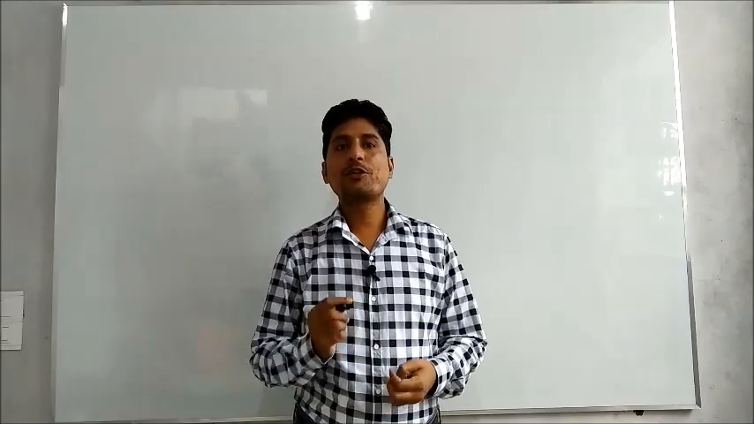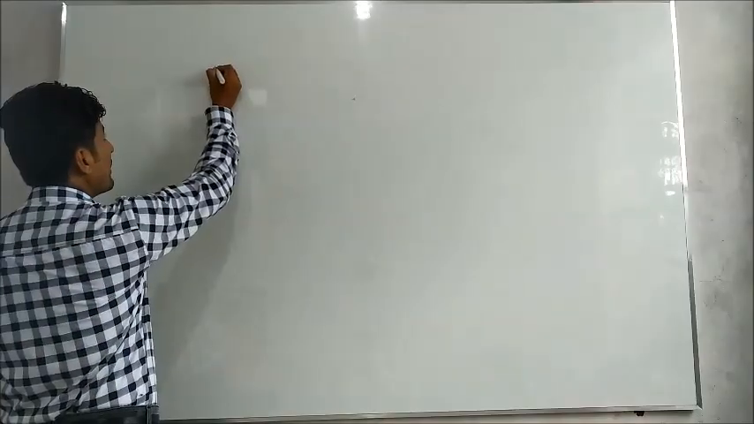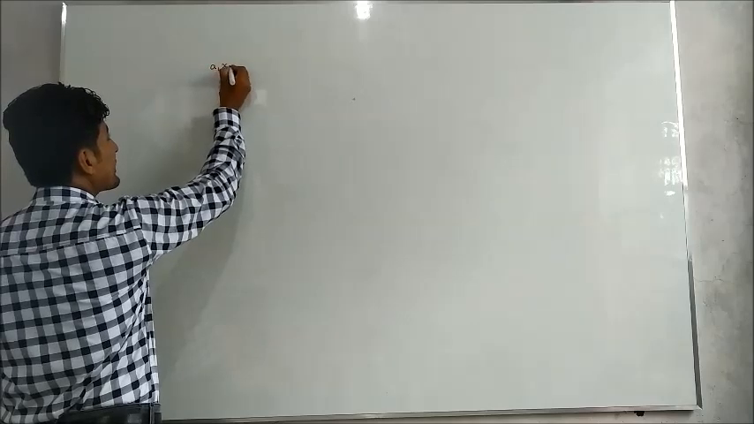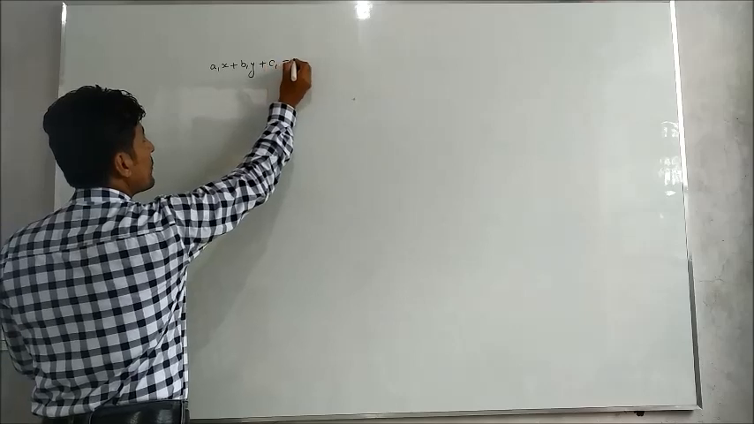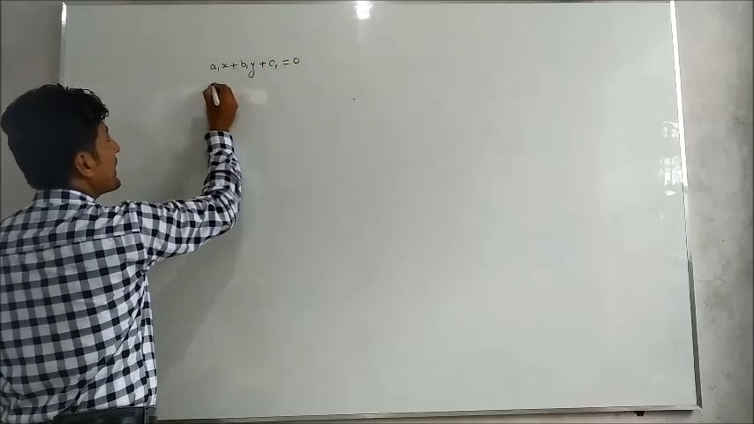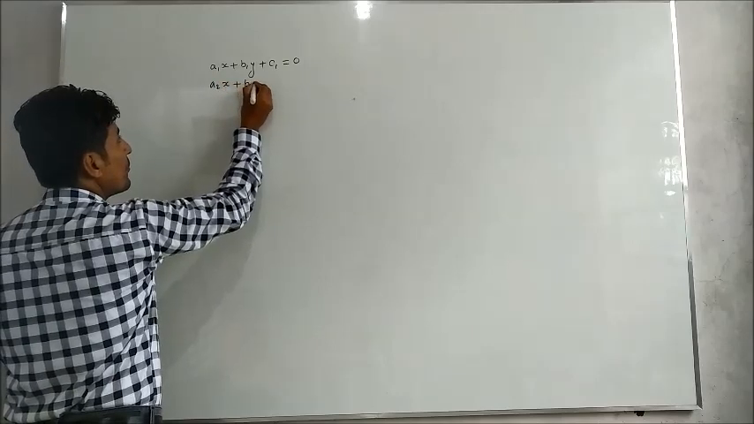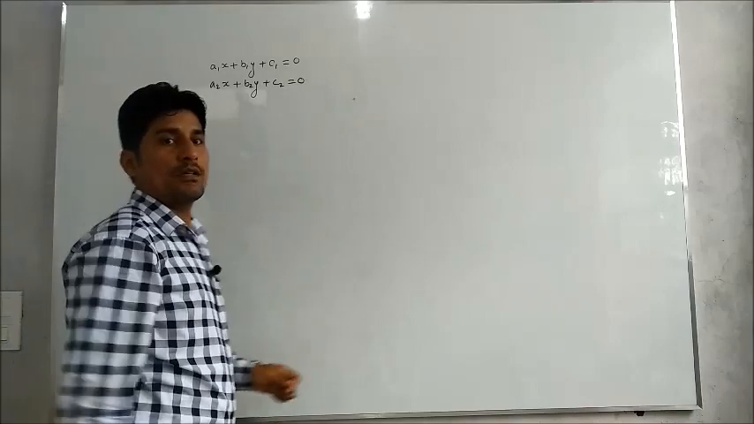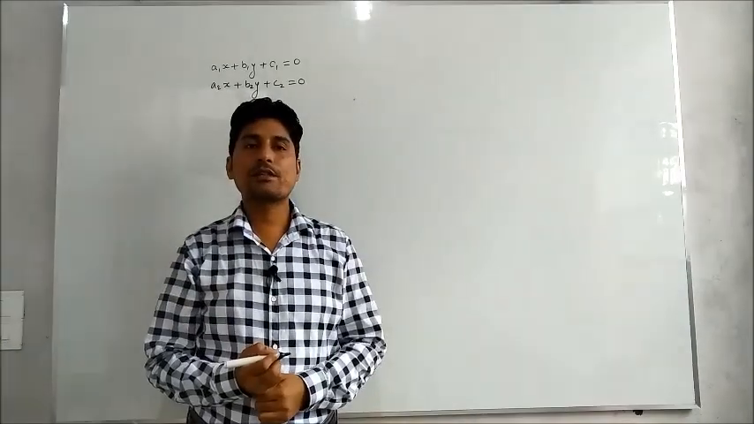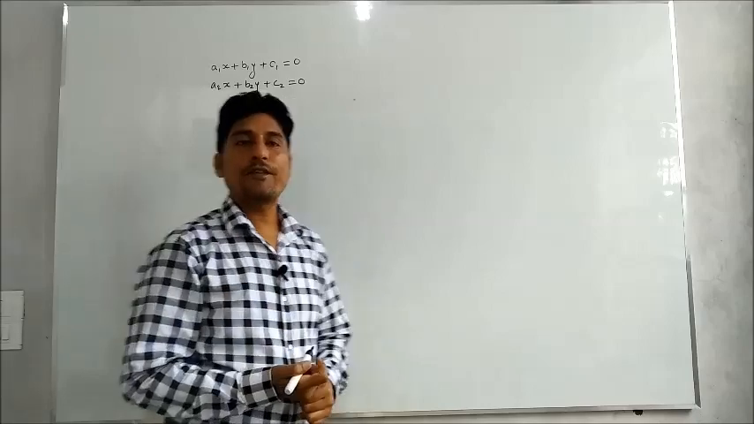Now let us consider two different linear equations. The first equation I am having a1x plus b1y plus c1 equals to 0, while the second equation is a2x plus b2y plus c2 equals to 0. If we will solve these two equations by using the graphical method, then we may have three different cases.